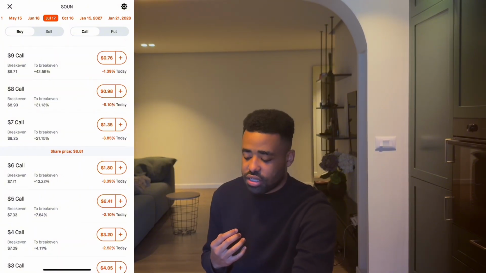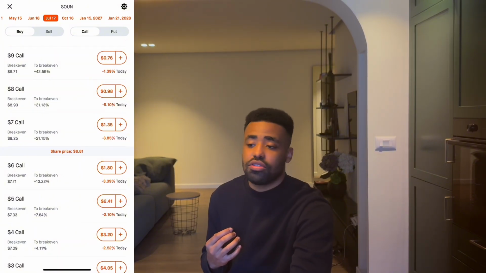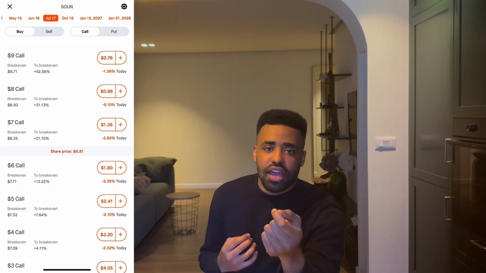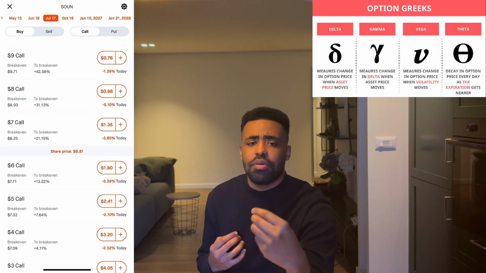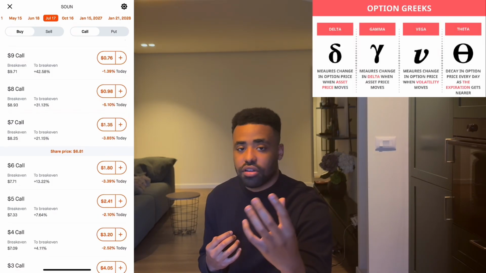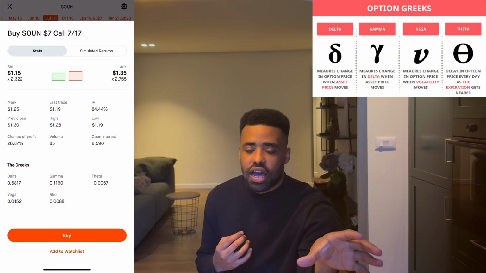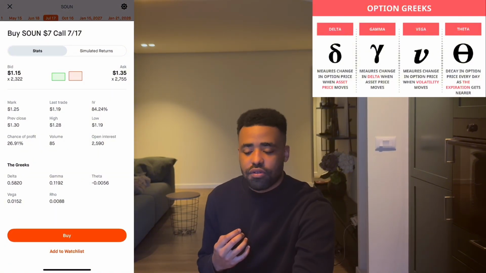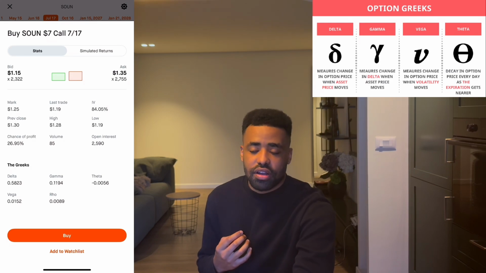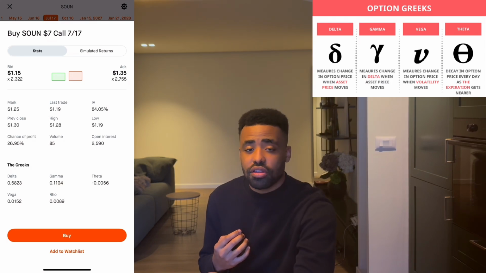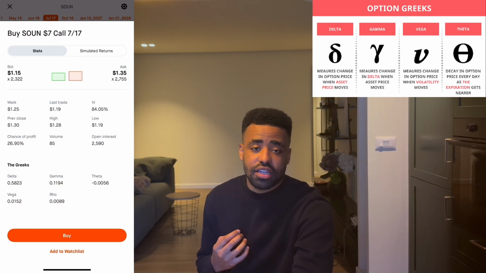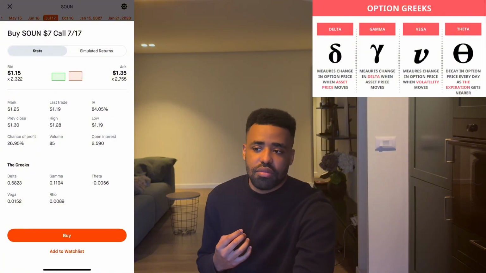Even if you're right about the setup, your option can still lose value. And that is something called decay, AKA the Greeks. And I personally don't see a lot of people talking about the Greeks. They just focus on the technical setup. They focus on headlines. But like I mentioned before, if you are right about a stock going up and you place calls, but you pick the wrong Greeks for that setup, you're going to lose tons of money regardless.